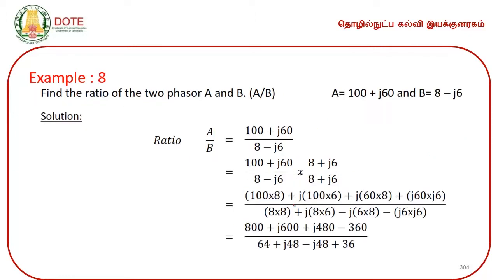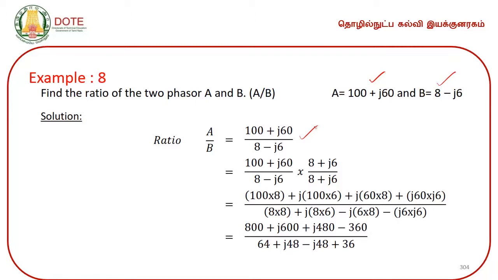Now, we are going to find out the ratio between two phasors A and B. Earlier we have done problems on conversion, addition, and multiplication also. Now, we are going to see what happens to the ratio of two phasors. One is 100 plus j 60, the second one is 8 minus j 6. So, A by B is equal to 100 plus j 60 divided by 8 minus j 6.